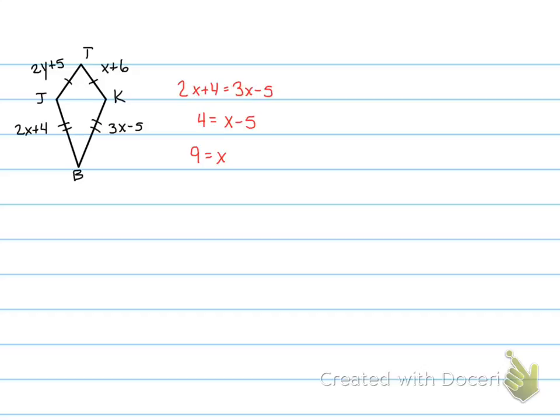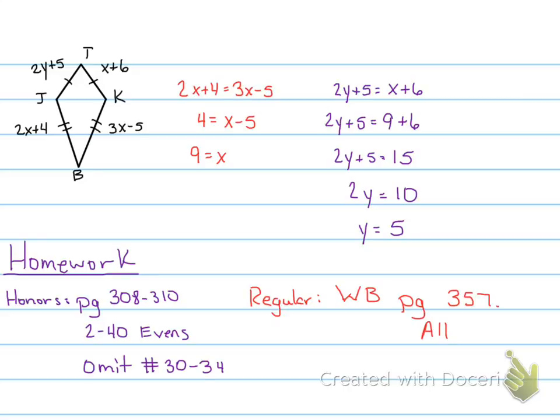Now I can work with my 2y plus 5 equals the x plus 6. Substitute in 9 for the x. Simplify, which gives you 15 on the right side. Subtract 5 and then divide by 2, you get y equals 5. Your homework is as shown.